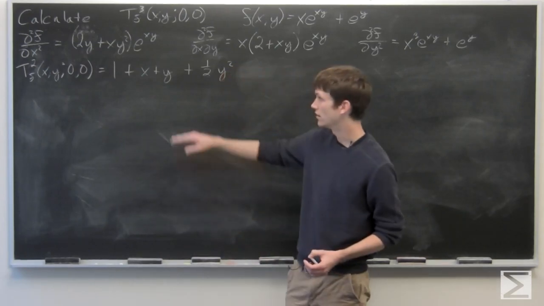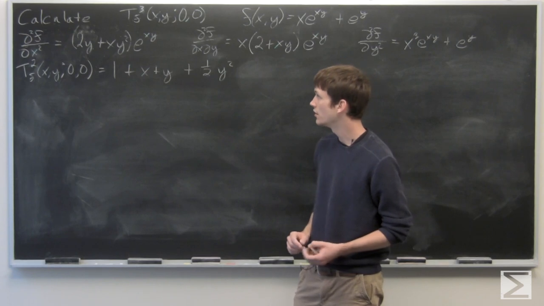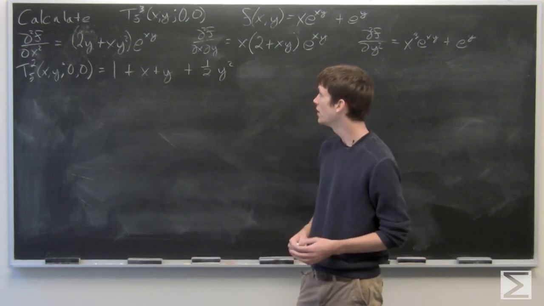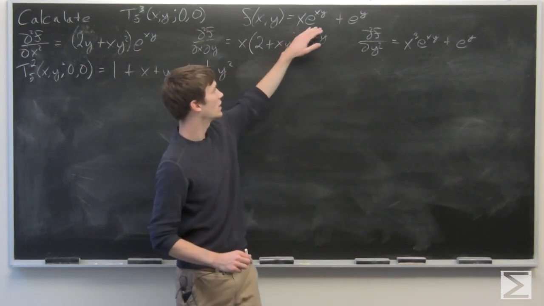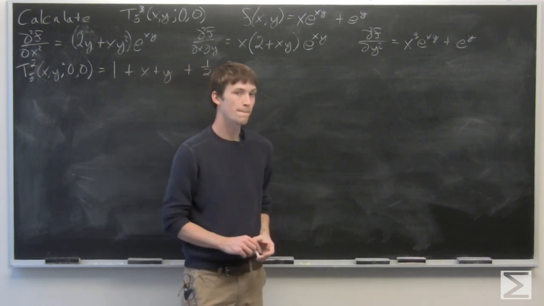In this problem, we're asked to calculate the third order Taylor polynomial of f of x, y at the point (0, 0). And we're given that f of x, y is x e to the xy plus e to the y.